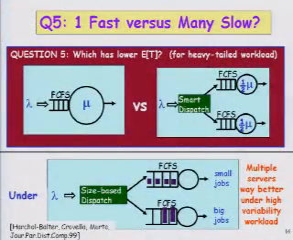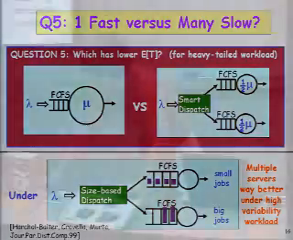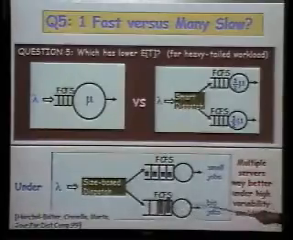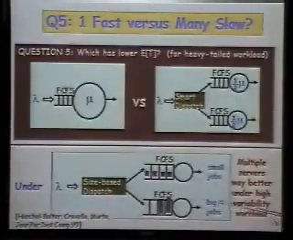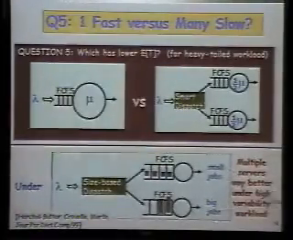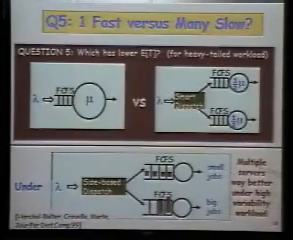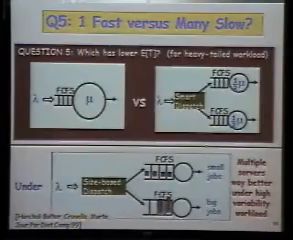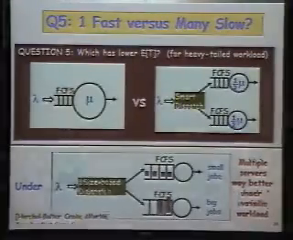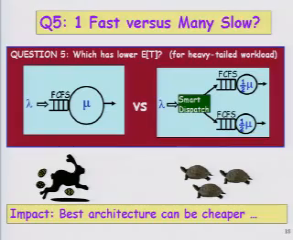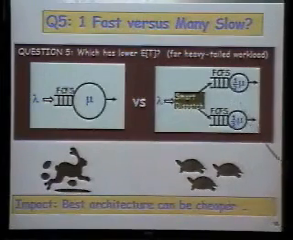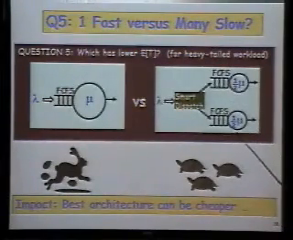Okay, so here, if we send short jobs to one server and long jobs to another server, we'll see that in this type of system, when you have high variability, multiple servers are way, way better than a single server. And so the impact is that the best architecture can actually end up being a cheaper architecture if you are running your jobs one at a time, first come, first serve.